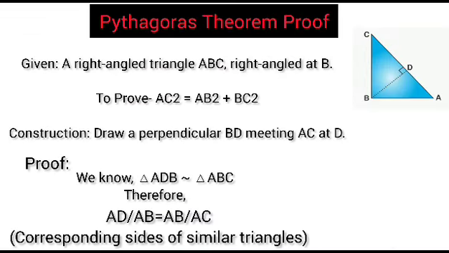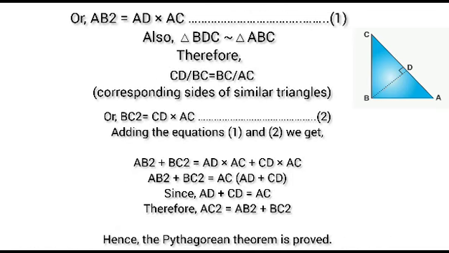Now let us prove the Pythagoras theorem. Given a right angled triangle ABC, right angled at B, to prove AC square is equal to AB square plus BC square. Construction: draw a perpendicular BD meeting AC at D. Proof: we know triangle ADB is similar to triangle ABC. Therefore, AD by AB is equal to AB by AC, which are the corresponding sides of similar triangles. Or AB square is equal to AD into AC, which is equation 1.